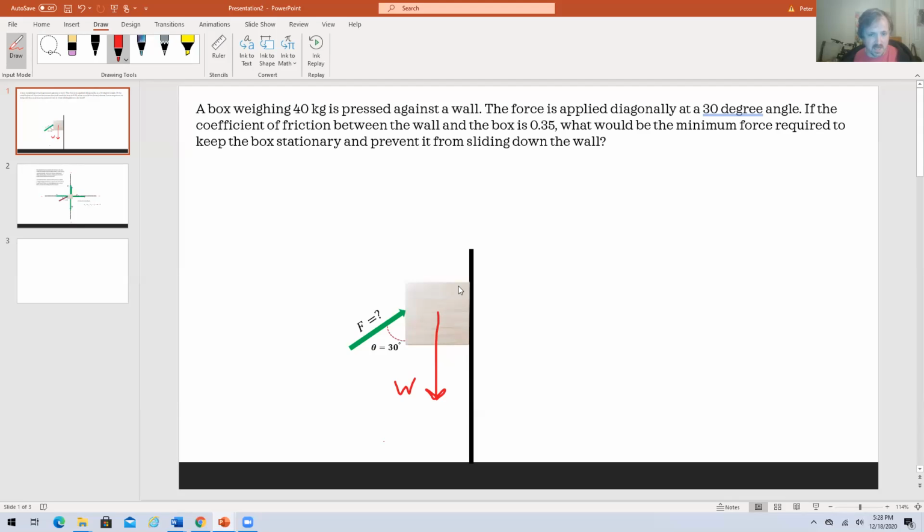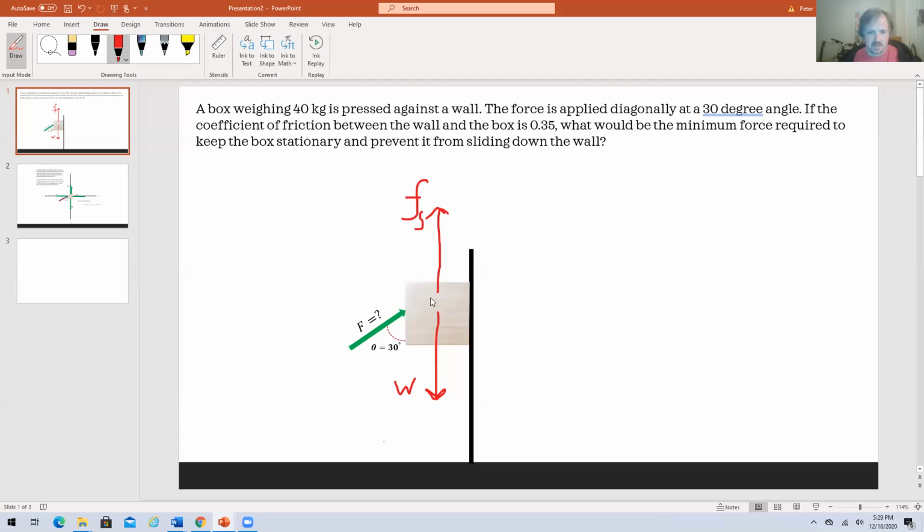So it wants to fall down. It wants to fall down towards the ground, parallel to this wall. And so the static frictional force is going to work in opposition to that, opposing that direction of movement. We'll call this Fs. Okay. Now we can deal with this F.